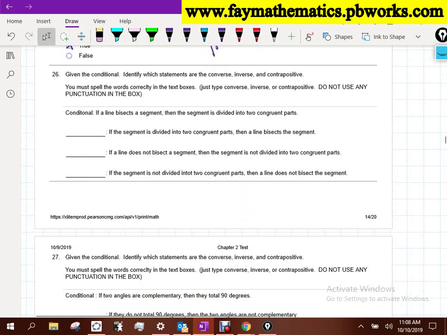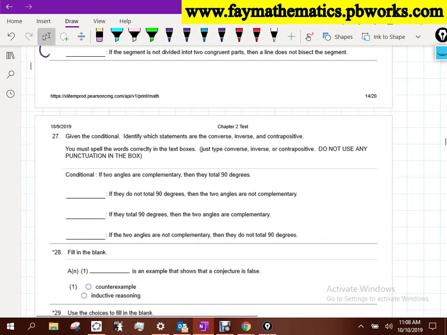Okay, I'm kind of running out of time here, so you're going to approach these things the same way. Determine which one's the inverse, which one's the converse, which one's the contrapositive, and then answer the truth values based off those.